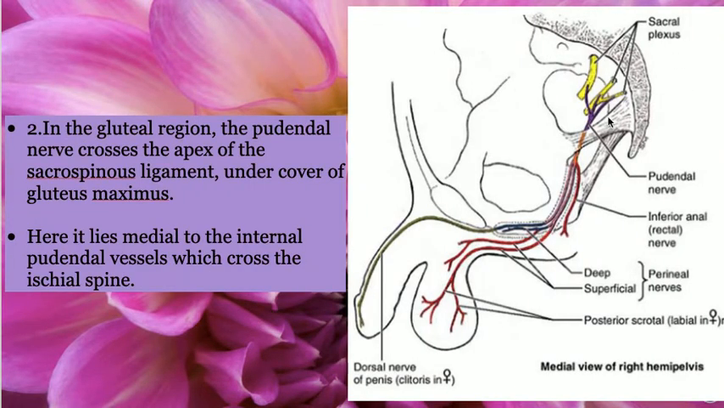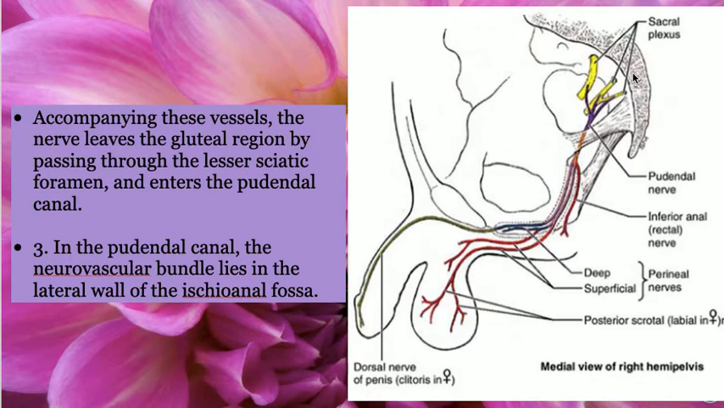In the gluteal region, the pudendal nerve crosses the apex of the sacrospinous ligament, under the cover of the gluteus maximus. Here it lies medial to the internal pudendal vessels which cross the ischial spine. This is the ischial spine. Accompanying these vessels, the nerve leaves the gluteal region by passing through the lesser sciatic foramen and entering into the pudendal canal. In the pudendal canal, the neurovascular bundle lies in the lateral wall of the ischioanal fossa.